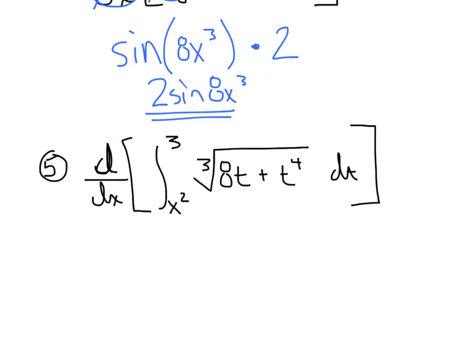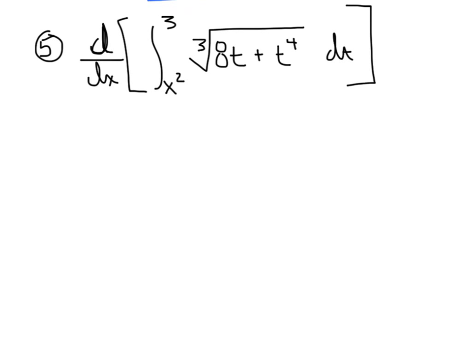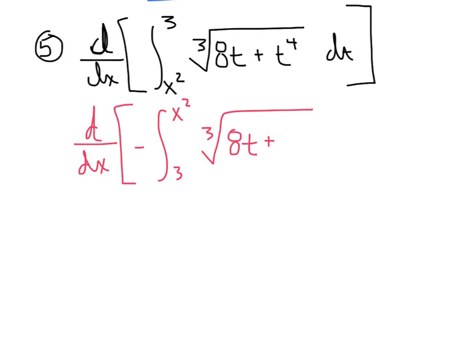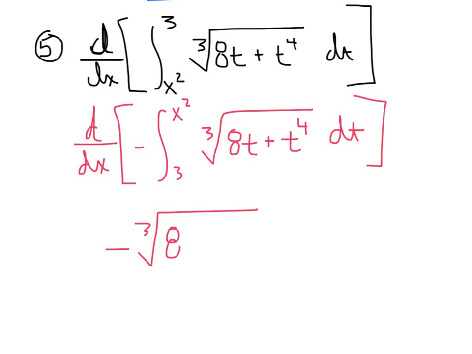All right. The last one here. What's the first thing that jumped out at you? Hopefully the first thing that jumped out at you was that we need to rewrite the bounds. We're going to negate the integral, and we're going to go from 3 to x squared, and nothing else changes. It's still 8t plus t to the 4th power here. And now I can get ready to go. I'm going to just negate my answer, and I need to do f of u, which in this case is going to be the cube root of 8x squared plus x to the 8th power. And then I'm going to multiply by the derivative of the upper bound, and that, ladies and gentlemen, is the answer to this derivative question.